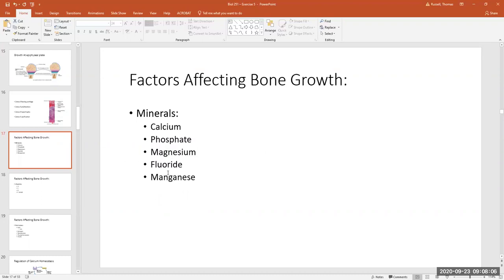I know you heard of that before because of your toothpaste. There's some fluoride in there. There's also a little bit of sodium in there, and then another trace mineral called manganese. So all of these minerals are in our bone. The two most concentrated ones are calcium and phosphate, but all of these minerals is what makes our bone hard.